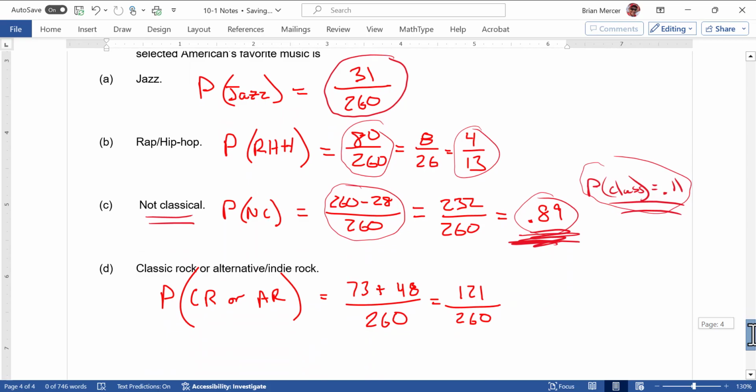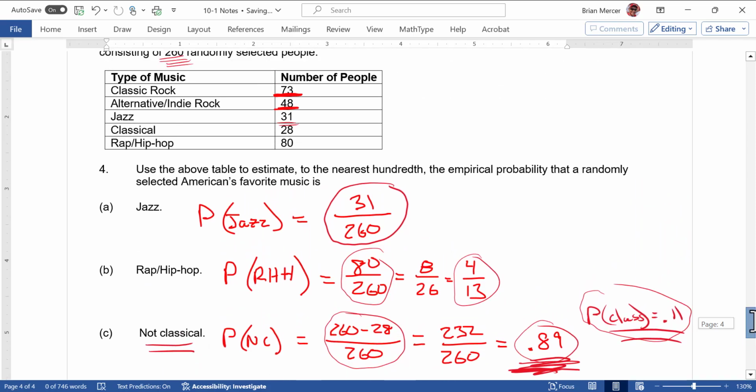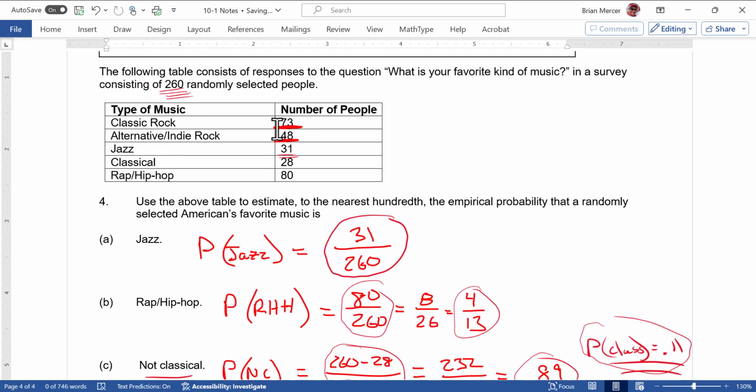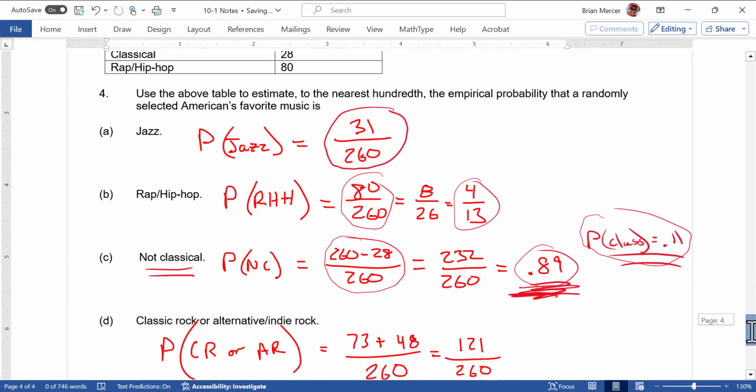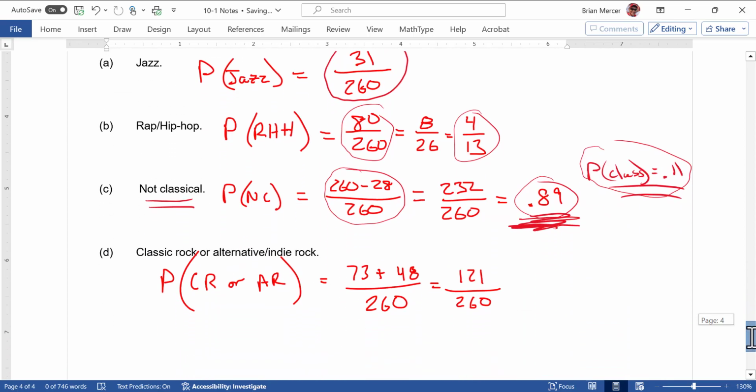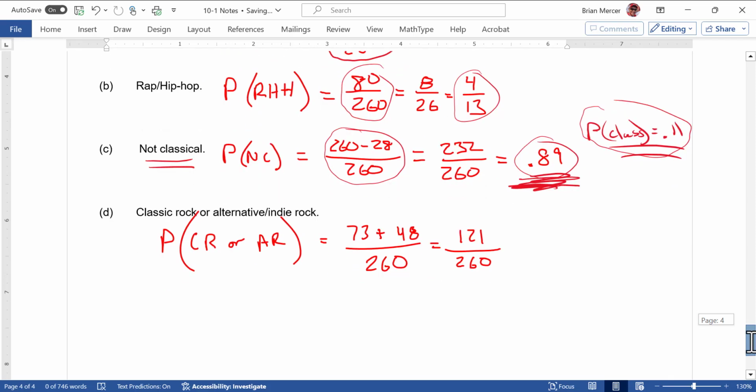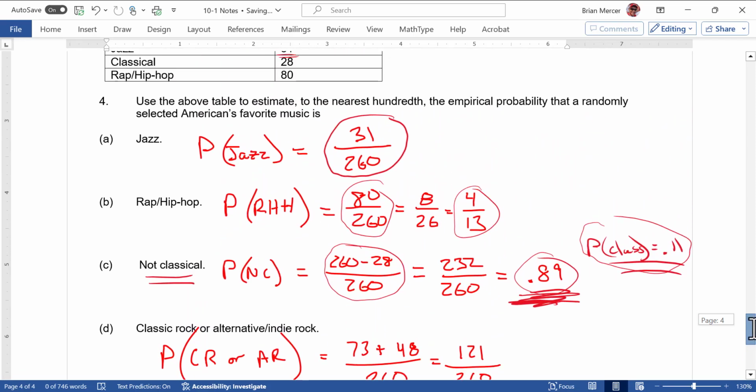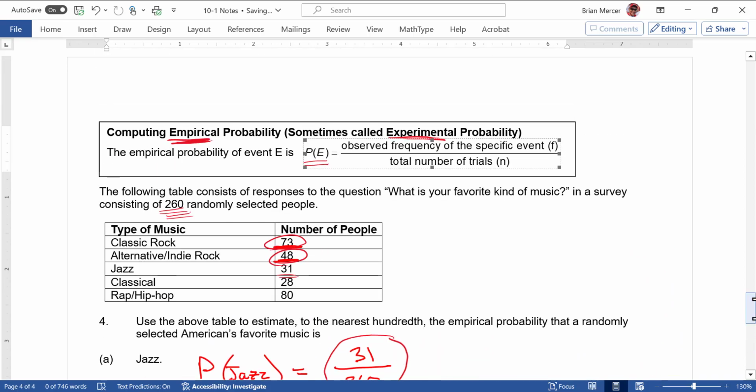If you put two of them together, you end up adding them up. So it's that it's classic rock or alternative indie rock. You look at these two, and you say, okay, 73 and 48 gave those two responses. So the probability that it is one of those two is 73 plus 48 over 260. So that's how you do those empirical or experimental probability questions.